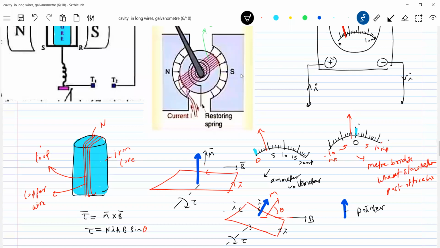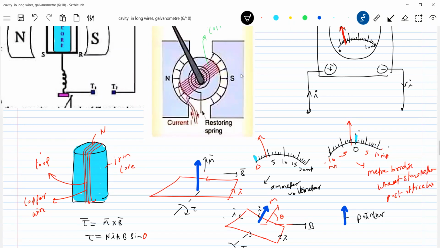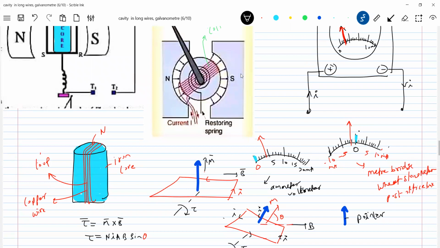Now, what is the problem here? Look at the torque acting, NIAB. So we are getting this much. This torque is due to the dipole moment. Now if I make the current zero, practically what will happen? If I make the current zero, M bar will become zero. Then the pointer should come back to zero, no? To show that there is no current.